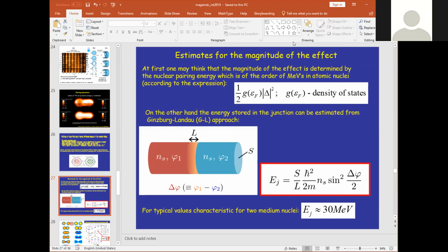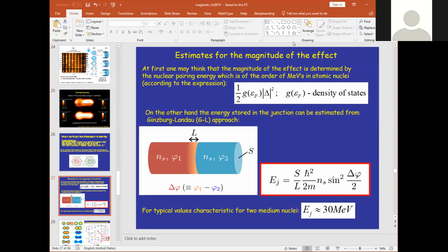You can estimate the energy due to this change of the order parameter. You can do it in Ginzburg-Landau theory, and you will find out that the energy stored in this junction that is due to this rapid change of the pairing field is proportional to the sine square of the phase difference divided by 2, and there are parameters describing the size of this junction. So what is the width of this junction, what is the surface of this junction.